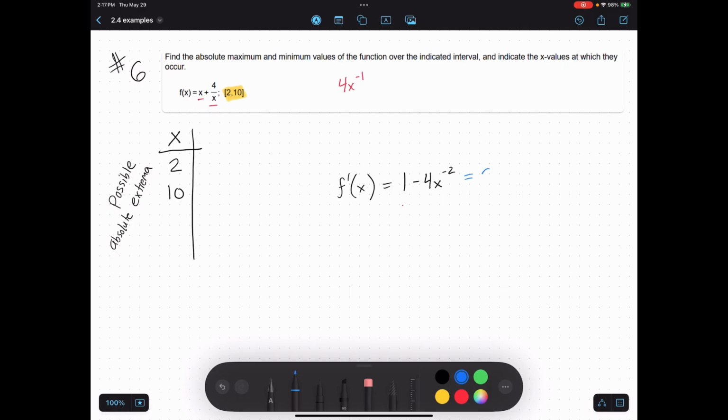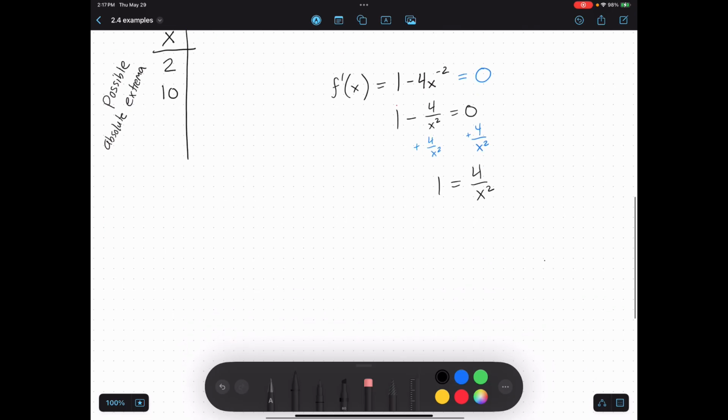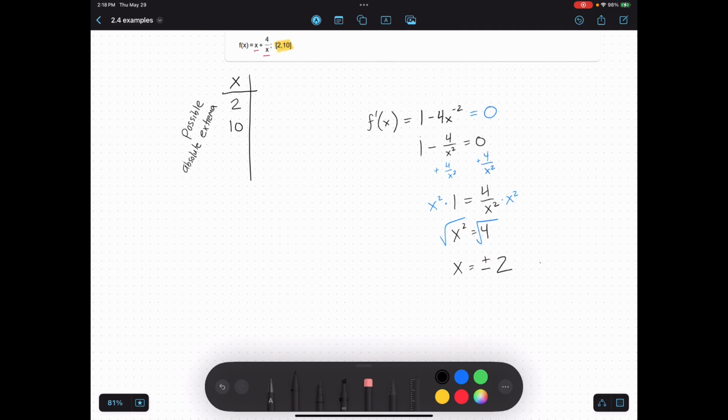Then I'm going to set that equal to 0 to find my critical points. To help me solve this, I'm going to rewrite this, putting that exponent back into the denominator. I'll add 4 over x squared to both sides, and then I can multiply both sides by x squared. Now I can square root both sides, and I get x is equal to positive or negative 2. So this gives me 2 possible critical points, positive 2 or negative 2.